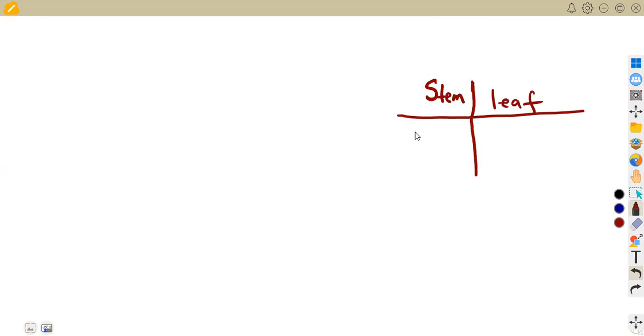In short, let me write S for stem and L for the leaf. This is your stem, and this L is for the leaf. Taking your numbers, the stem is going to consist of multiples of 10, from 0 to 9. Then from 10 we are going to go to 19, just before 20.